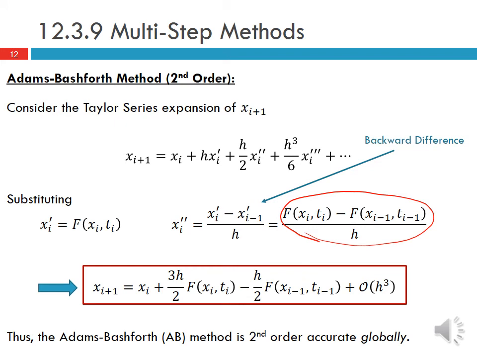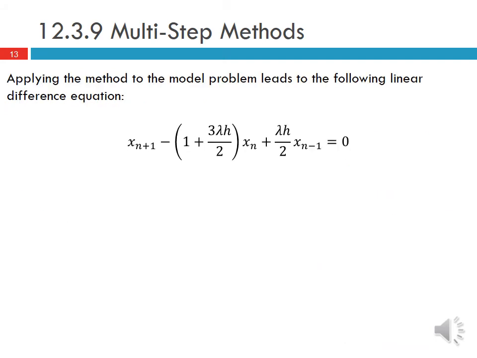So we have this order h cubed here. So the Adams-Bashforth method is second order accurate globally, as the local time step error is one order higher than the global accuracy. So let's apply this method to the model problem. And this leads us to the following linear difference equation shown here.